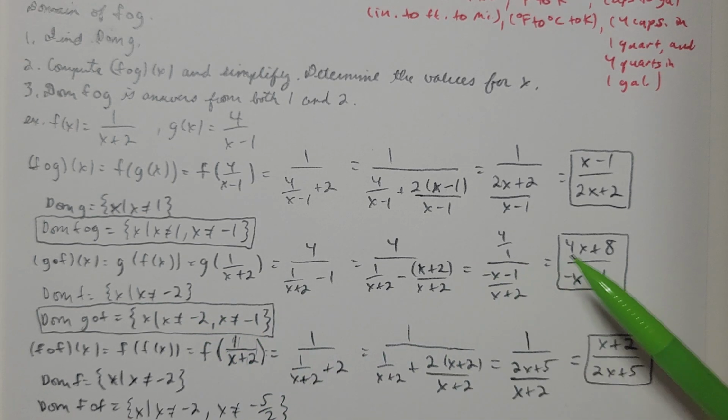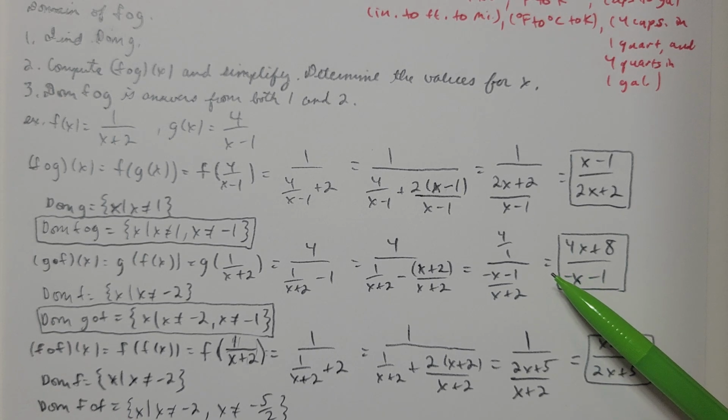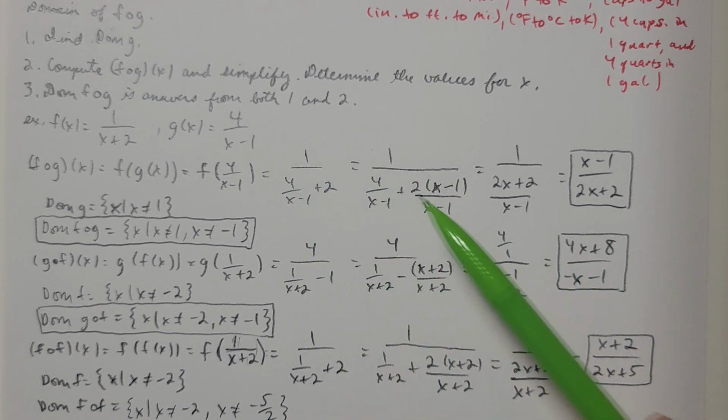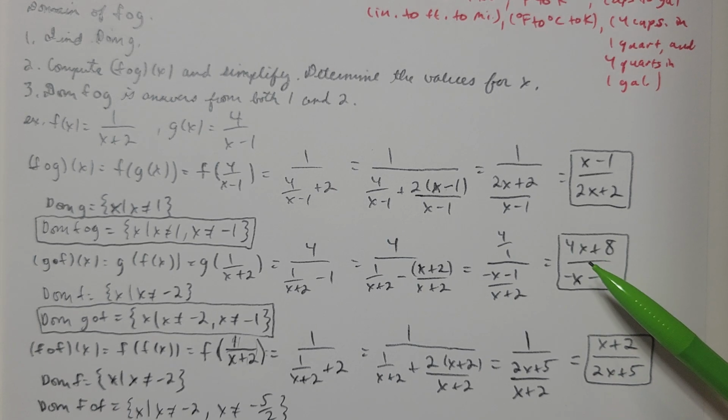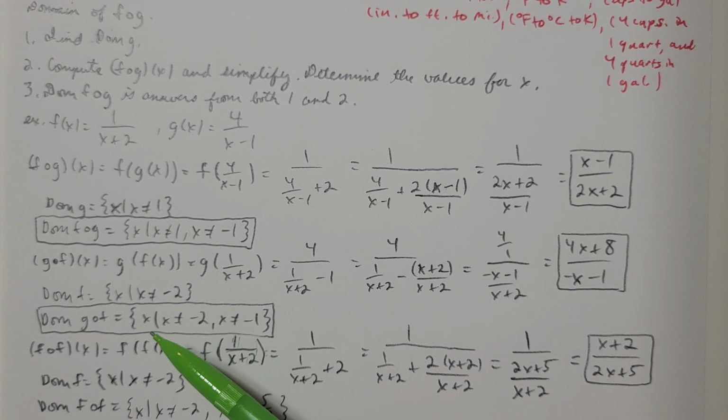And then I look at my answer here, and I got to state its domain. Okay, and we've simplified. x can't be negative 1 also, right? Because negative x minus 1 equals 0 means that x is negative 1. I can't divide by 0. So in all, the domain of g composed f is the set of all x such that x is not equal to negative 2 and x is not equal to negative 1.